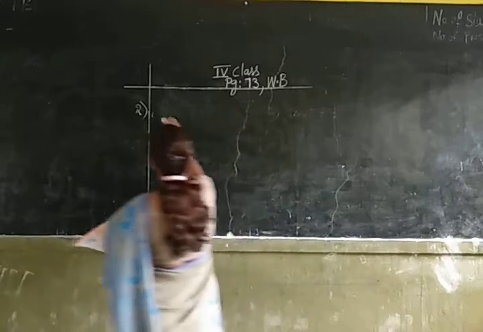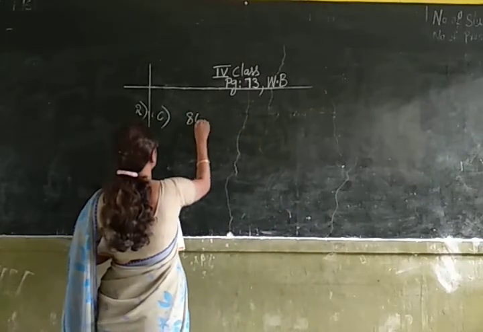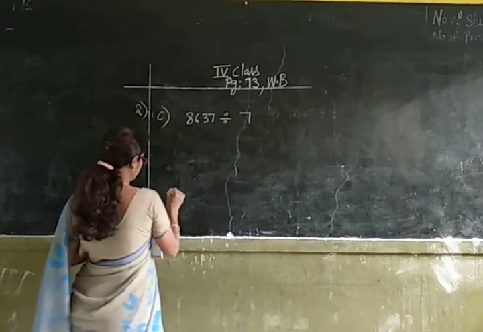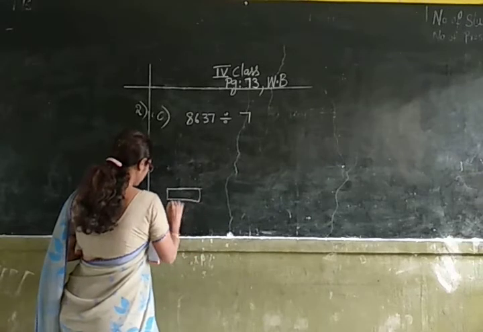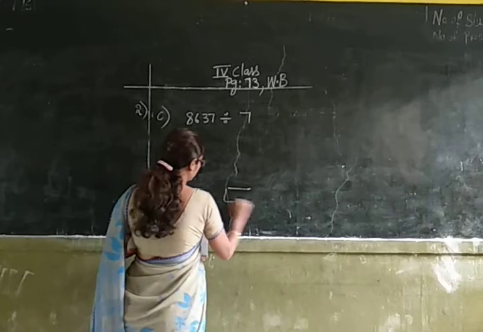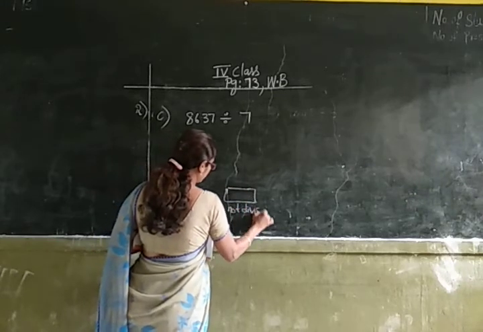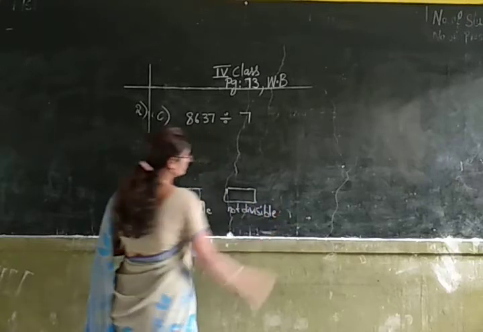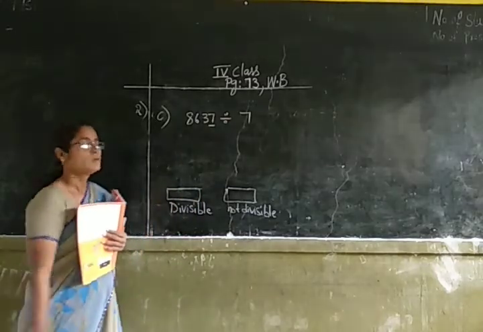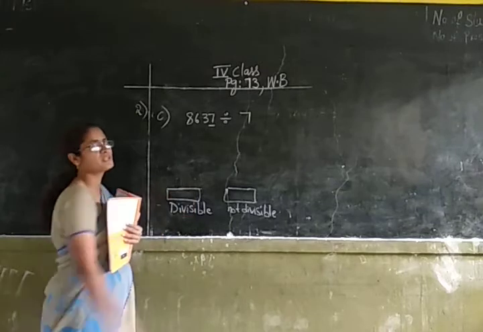Now let us do the C sum. 8,637 divided by 7. We have to find out whether it is divisible by 7 or not divisible by 7. What we have to do? We have to double the digit at the ones place of the number and subtract it from the remaining number.